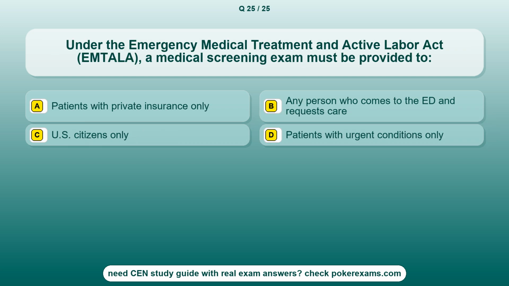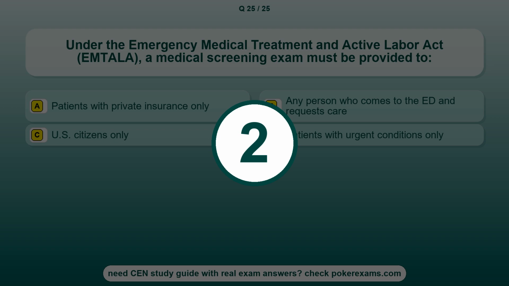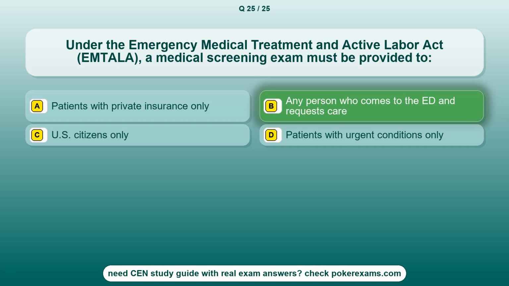Question 25. Under the Emergency Medical Treatment and Active Labor Act, EMTALA, a medical screening exam must be provided to option A, patients with private insurance only, option B, any person who comes to the ED and requests care, option C, U.S. citizens only, option D, patients with urgent conditions only. The correct answer is option B, any person who comes to the ED and requests care.